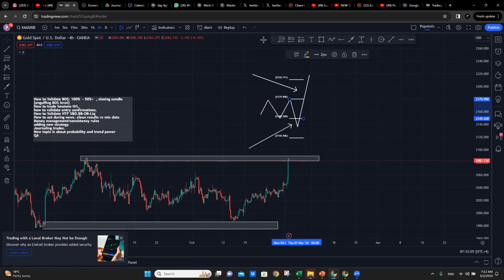Okay. So fake BOS, valid BOS. This is the market structure which shows the power to the upside. This one shows the sell side has less power, liquidity taken, fake out. It's what you see with your eyes.